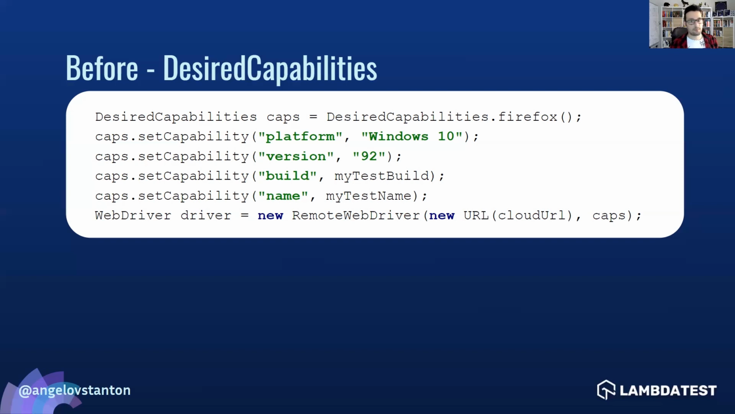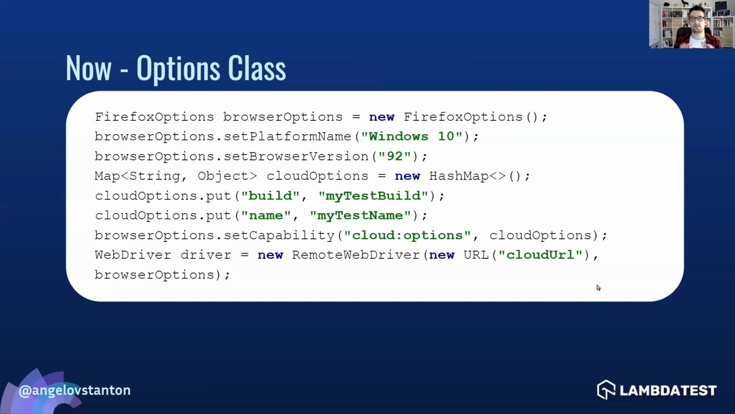Some standard capabilities are browser name, browser version, platform name, proxy, timeouts, and many more. You can find the full list on the W3C WebDriver website. Any capability that is not contained in this list needs to be included with a vendor-specific prefix. This applies to browser-specific capabilities as well as cloud vendor-specific capabilities. For example, if your cloud vendor uses build name capabilities for your tests, you need to wrap them in a cloud:options block.